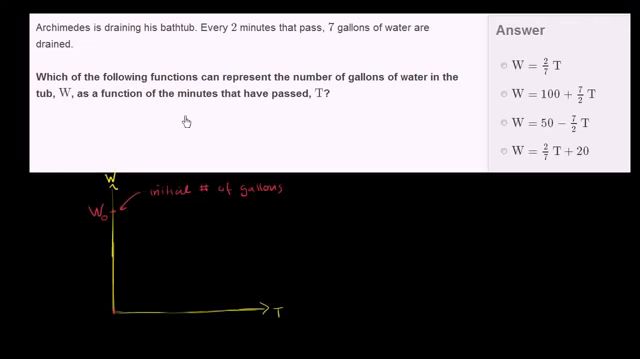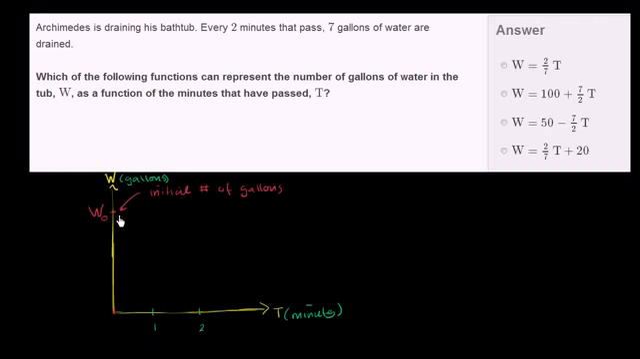Then they tell us that every 2 minutes that pass, so time is going to be given in minutes, and the W is in gallons, 7 gallons of water are drained. So let's say 2 minutes pass from time equals 0. So this is 1 minute, and this is 2 minutes right over here. So we have 2 minutes passing.